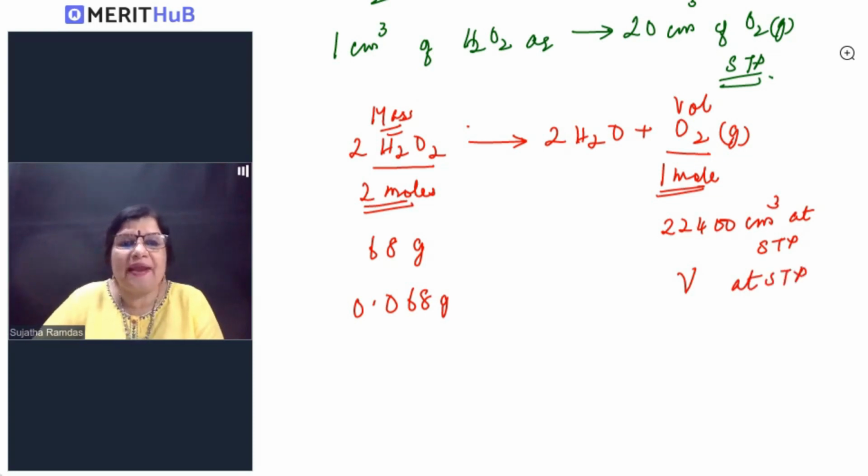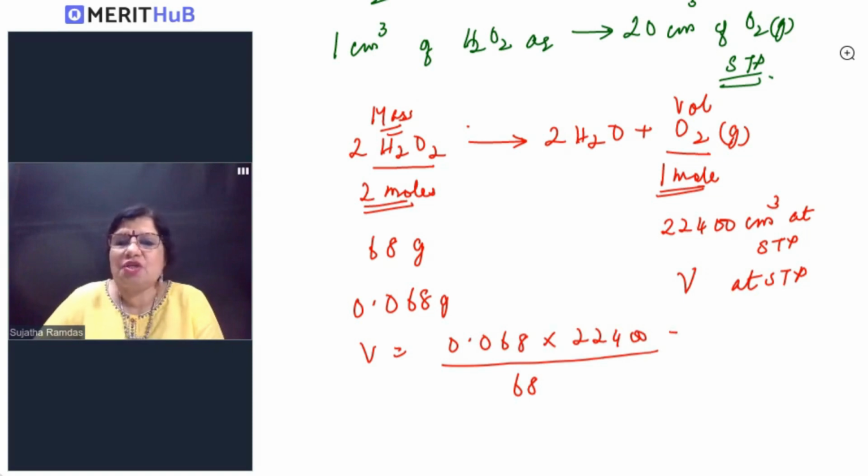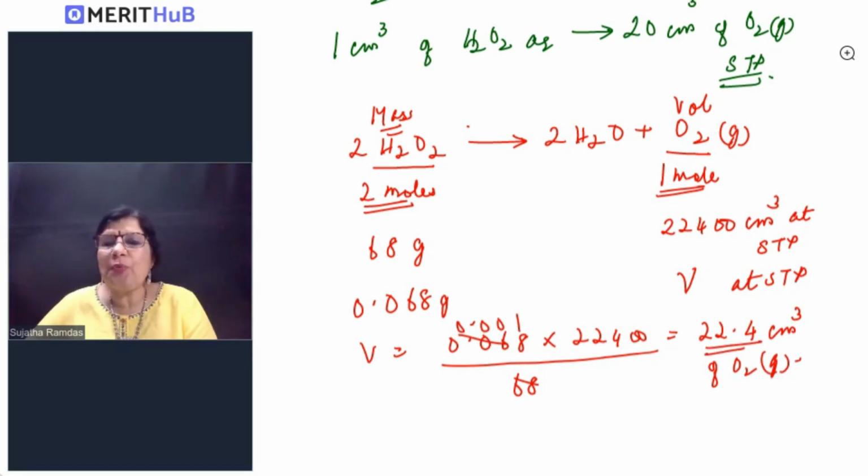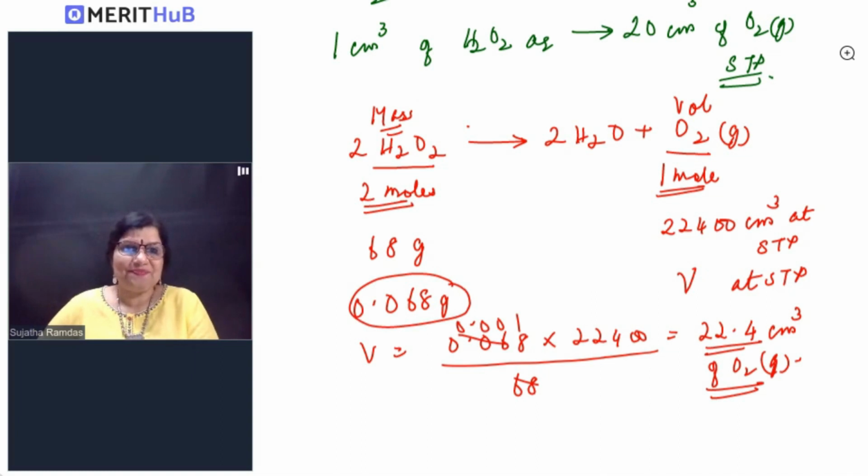So let's cross multiply. When we cross multiply, we get volume is equal to 0.068 into 22,400 divided by 68. So this becomes 0.001, so it becomes 22.4 cubic centimeter of oxygen gas. So we get 22.4 cubic centimeter of oxygen gas from 0.068 grams.